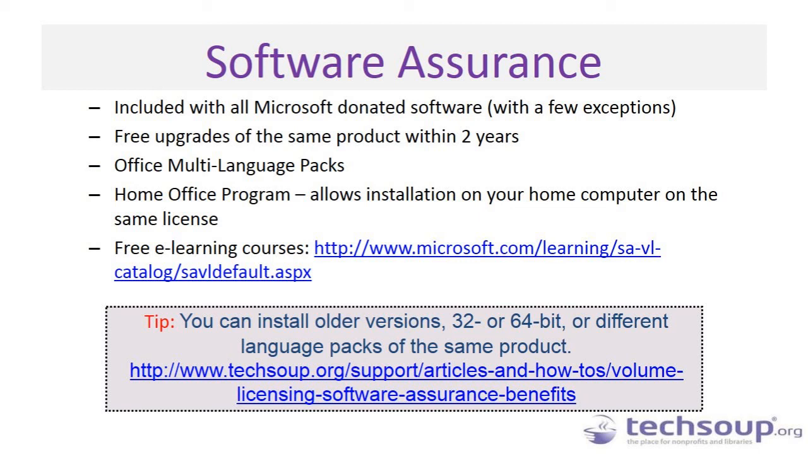Software Assurance comes with all of our Office products. And it also includes free e-learning courses. So I linked to where you can search for which kind of courses are available for free through your Software Assurance benefits. So if you're able to get the donation of Microsoft products, which is now open to faith-based organizations as well, you can access e-learning courses.